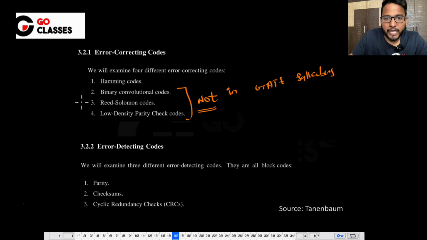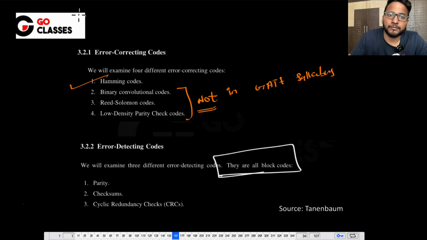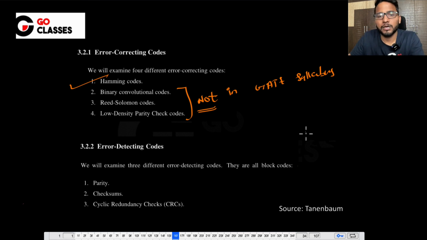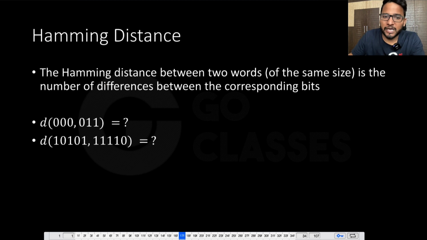But we will see Hamming code here, and here we will see error detection, like parity, checksum, CRC. This is in the GATE syllabus. So we will see all of them, right? They all are block codes basically. Okay, cool. Now let's see what is Hamming distance.